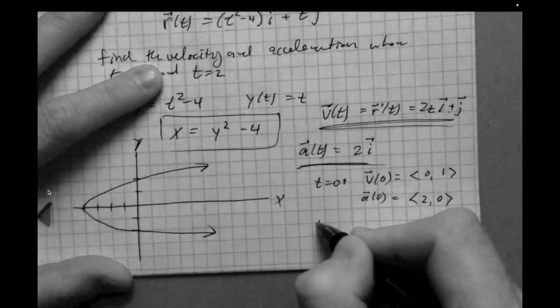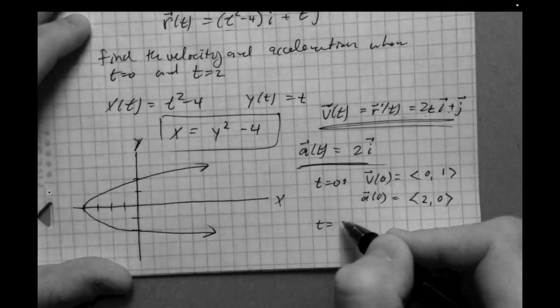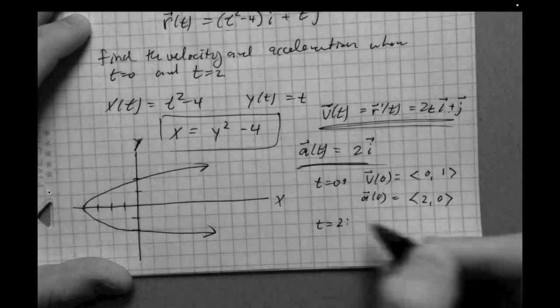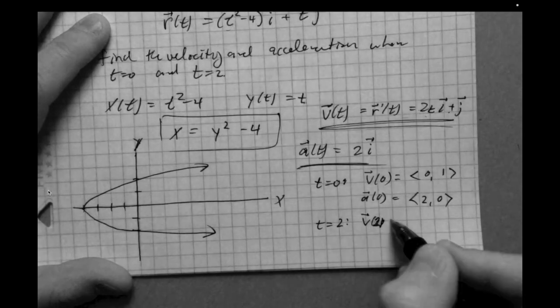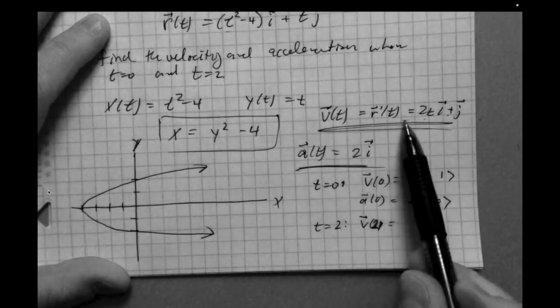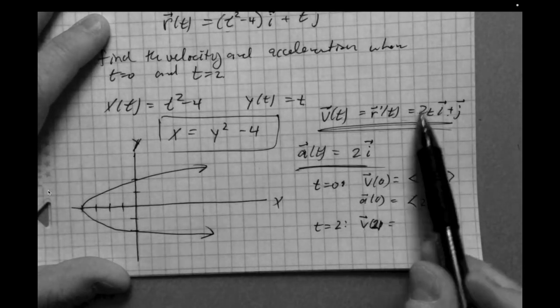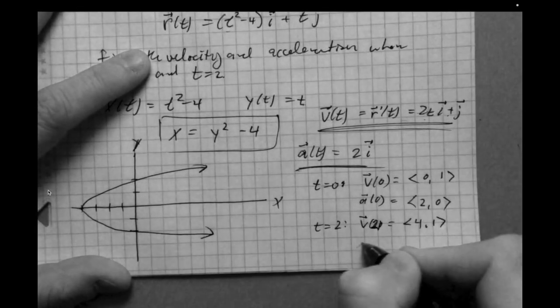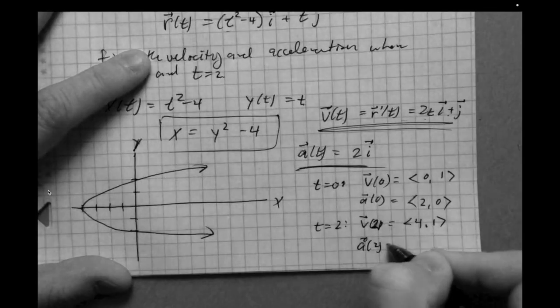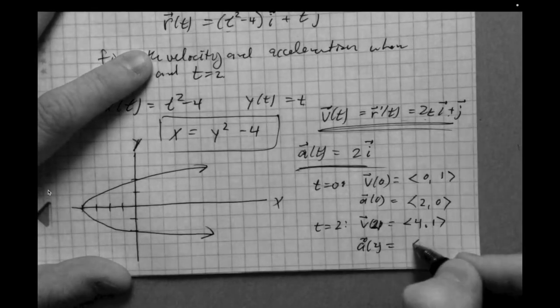Okay. And then t equals, what was the other one that we needed? t equals 2? Yep. The velocity at time 2 is equal to 2 times 2, so <4, 1>. And the acceleration at t equals 2 is, again, constant, <2, 0>.